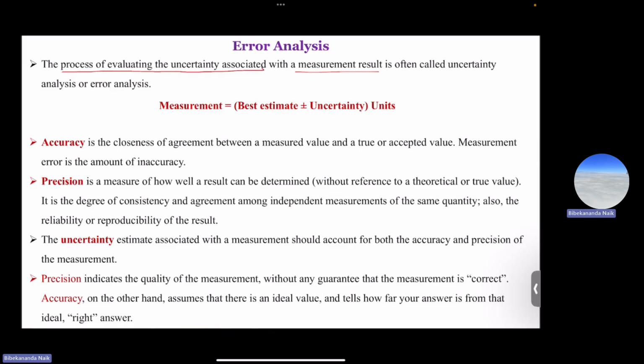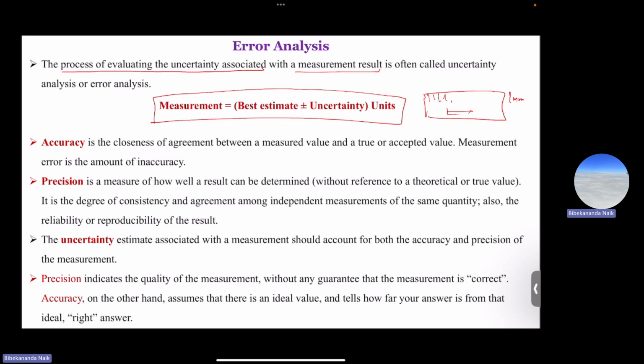So what is uncertainty? For example, suppose you have a meter scale. Let's take a small example. This is a meter scale, and the least count is 1 millimeter. But if you are measuring something and you need more accuracy, you can't get that accuracy with this 1 millimeter least count scale. So some uncertainty comes into the picture. If you are doing a measurement, so what is a measurement? The measurement is the best estimate plus or minus the uncertainty in the measurement, then the units.